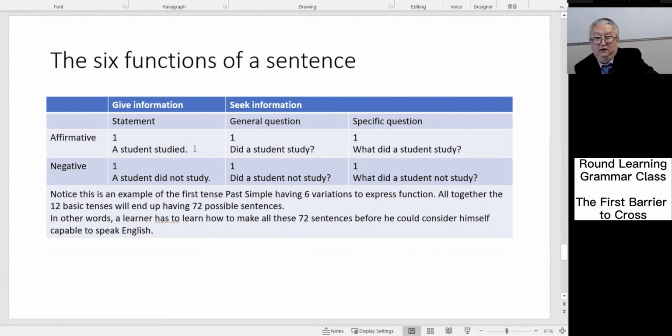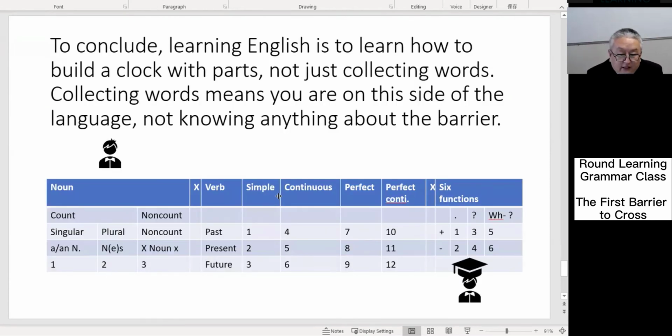Notice here, I made the past simple tense of the sentence, a student studied, okay? And I changed it into a statement, negative statement, yes-no question affirmative, yes-no question negative, and WH question affirmative, WH question negative, all right? So each one of the 12 sentences could have 6 other variations. If you do not know these variations, of course, you do not know English sentence making. Anybody who's interested in knowing all this, you could come to my following presentations.